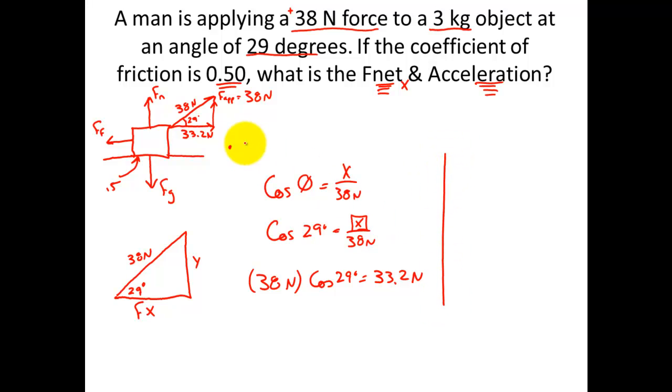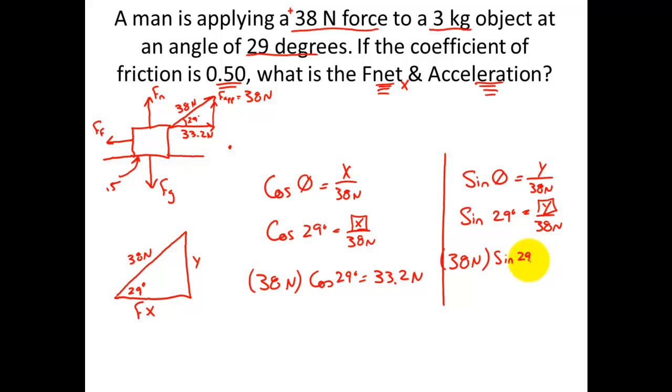Let's solve for the y component over here, this other component of our triangle. Sine of theta is going to be equal to y divided by the resultant, and the resultant is 38 newtons. So we have sine of 29 degrees equal to y divided by 38 newtons. Let's solve for the y variable by isolating it: 38 newtons multiplied by the sine of 29 degrees is equal to y.